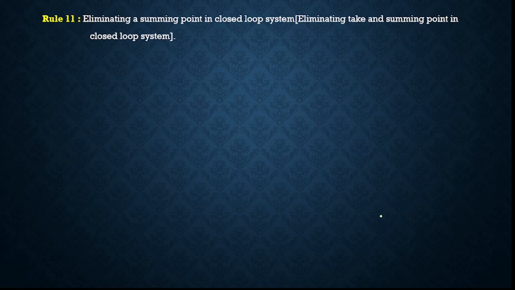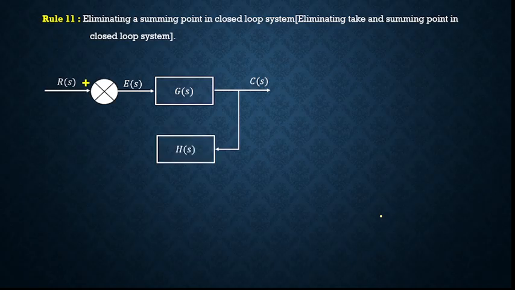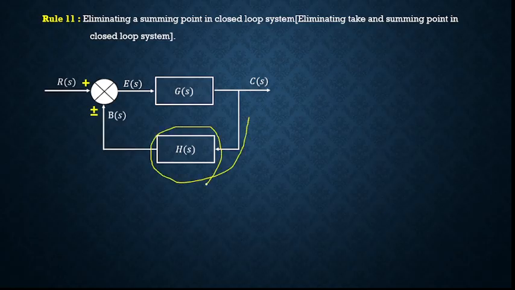Now, eliminating a takeoff and summing point in the closed loop system. So if we are having R of s as the input, and this is applied to a summing point, the output of this is U of s, given as the input to the system. C of s, this is H of s and B of s. Now this is called the feedback loop. This is called the summing point. This is the error signal and this is the feedback signal that you are getting. This is the output of the system.